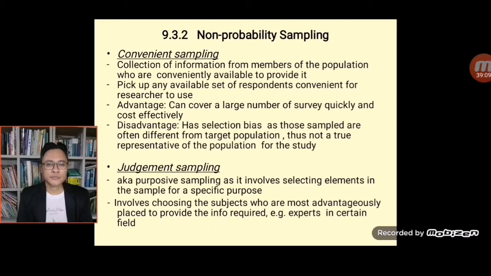Contoh macam district officer ataupun director general ataupun academicians ataupun the chief leader in that particular area who have the information about that particular site. Okay, judgment sampling.